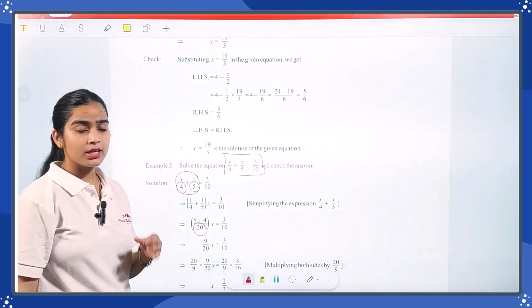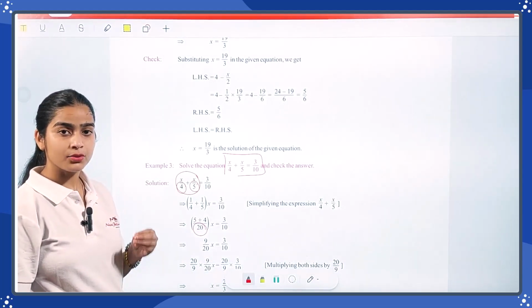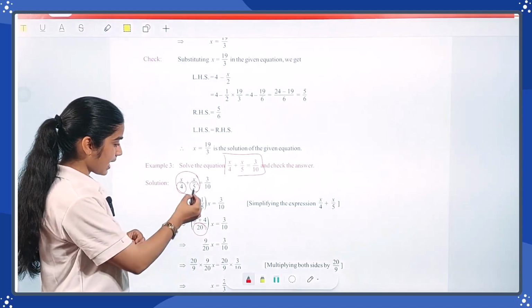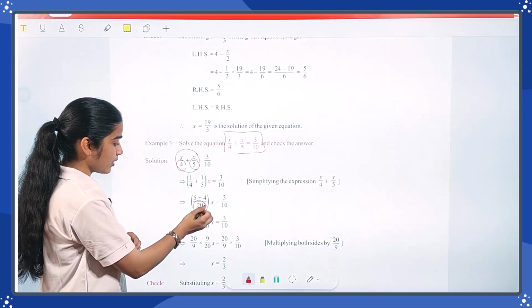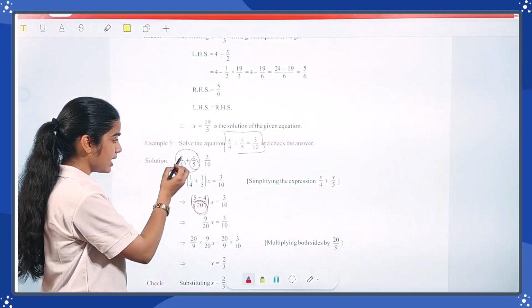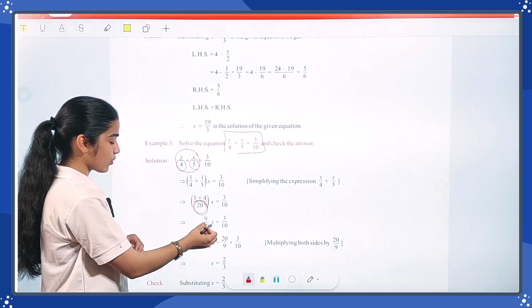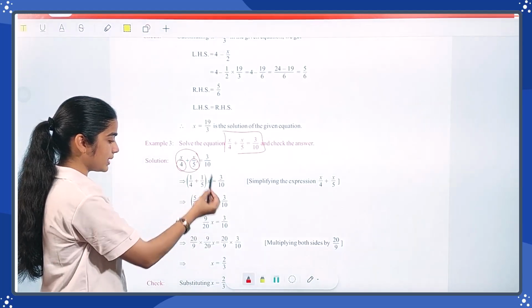Now you have to check in the 4th table when you have 20. So at the 5th place, and in the 5th place 4. It means 5 plus 4, 9, and 20 is your LCM, so 9 by 20, and x is your common x. Okay, now it's equal to 3 by 10.